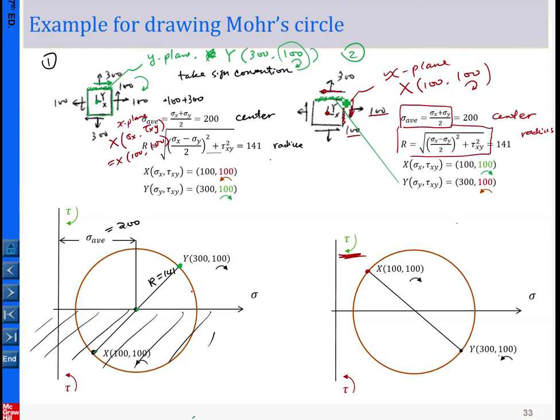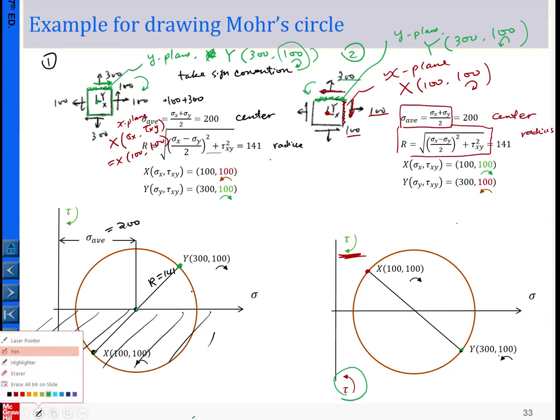This is our y plane, and in the y plane, that's going to constitute our y point. The first component is our normal stress, 300. The second component is our shear stress, 100. Now the shear stress has a tendency to rotate this block counterclockwise, so I put the direction here. So 300 with 100 follows this sense, so that y should be here. Okay, so from here you can see the two examples, the only difference is in the sense of their xy point.